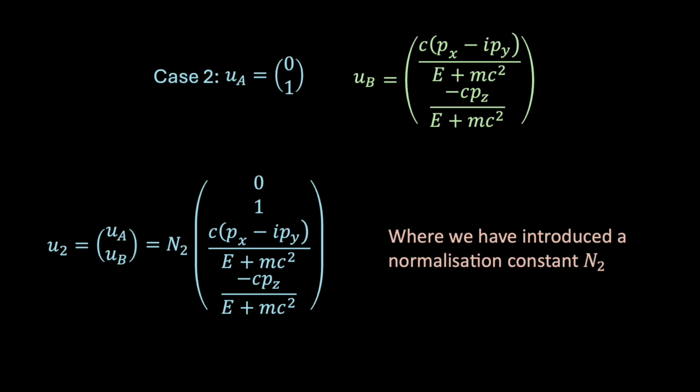It should be noted that the choice of the two orthogonal forms for UA is arbitrary. Any other choice would have been valid, since a general spinor can be expressed as a linear combination of U1 and U2.